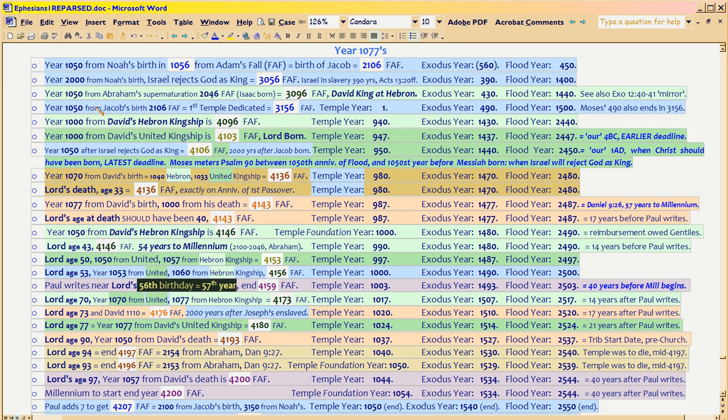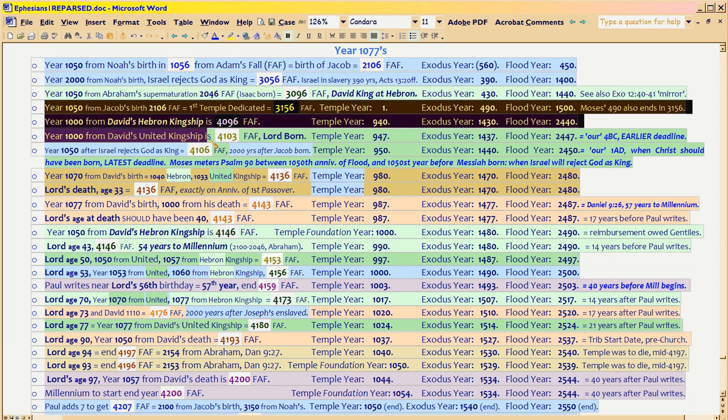How did the 54-year credit for Abram turn into 57? It turned into 57 because there's a three-year delay between David's death and the start of temple construction. It wasn't supposed to be a three-year delay. If it had started in the right year, then all these time tracks would have converged, but they don't.